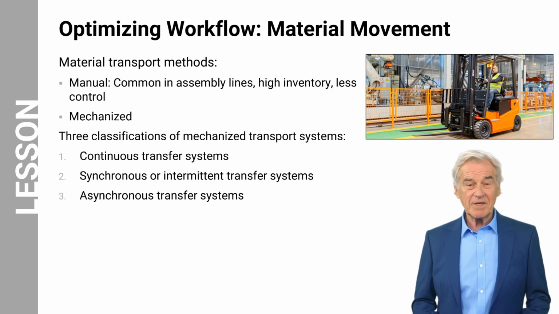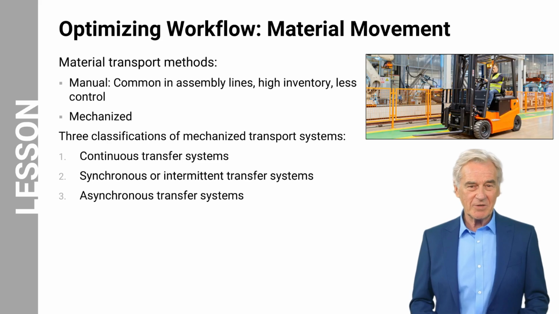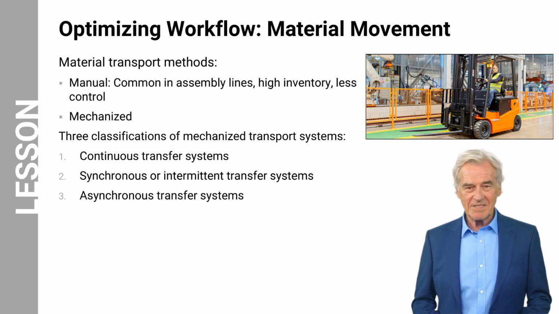Work material can be moved between stations either manually or mechanically. Manual transport is usually associated with assembly lines and can involve a large amount of in-process inventory. This method allows for little control over the production rate on the line. On the other hand, mechanized means of transport in the production line can be classified based on the transport system used in the production line. They can be classified as continuous, synchronous or intermittent transfer systems, and asynchronous transfer systems.